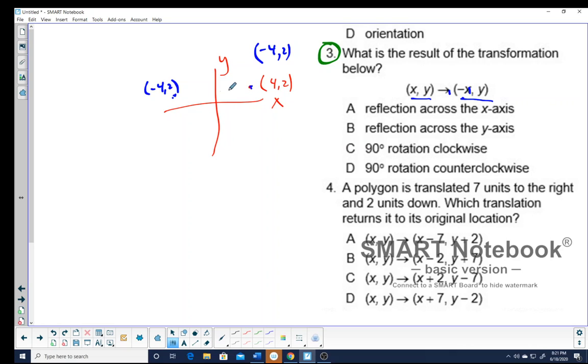So what happened to it? It reflected across the x-axis. Is that true? The x-axis is here. That means it would have had to have gone this way. So that's not true. Did it reflect across the y-axis? Here's the y-axis. It went from here to here. Yes, it did. So B is your answer.